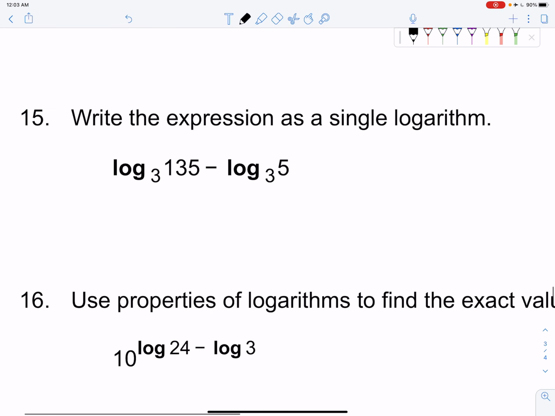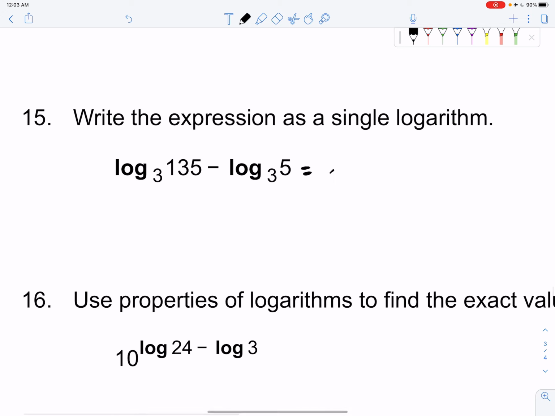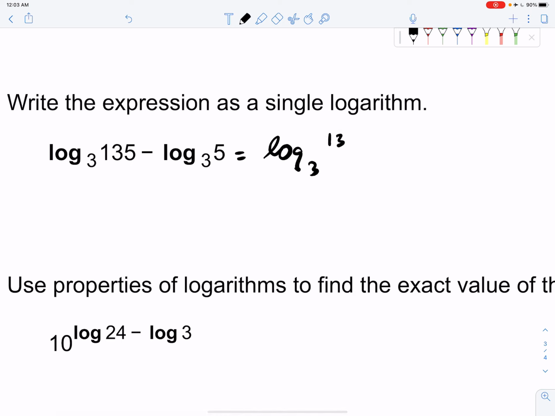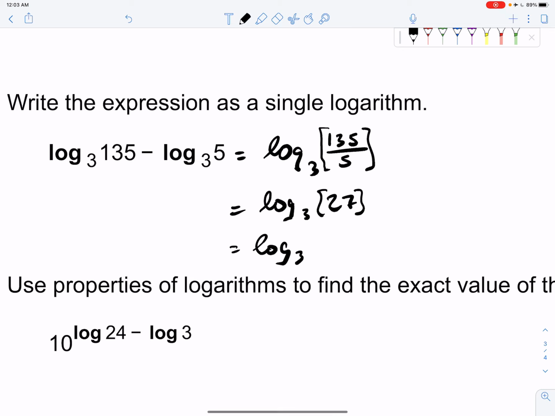Write the expression as a single log. Base 3, subtraction. Okay, log base 3 using the quotient rule, so that's going to be 135 divided by 5. Now, 135 divided by 5 is 27. And wait a minute, 27 is just 3 to the third power. When I see log base 3 and exponential base 3, I know that simplifies to just that exponent, which is 3. It's a lot of 3's there.